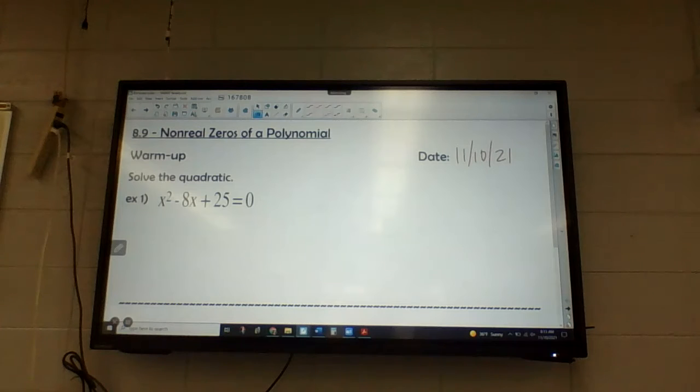Alright, is this one factorable? Yes, it is. Are you guys still okay with just knowing this formula versus talking about completing the square? Yep.